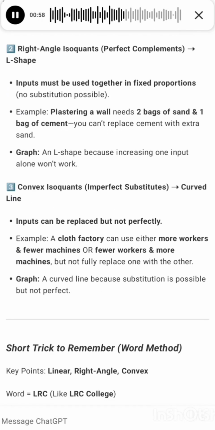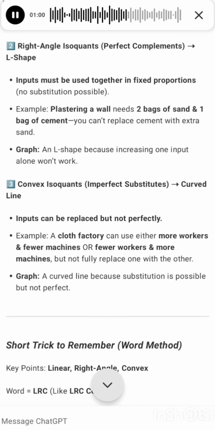3. Convex isoquants, imperfect substitutes, curved line. Inputs can be replaced, but not perfectly. Example: a cloth factory can use either more workers and fewer machines, or fewer workers and more machines, but not fully replace one with the other. Graph: a curved line, because substitution is possible, but not perfect.